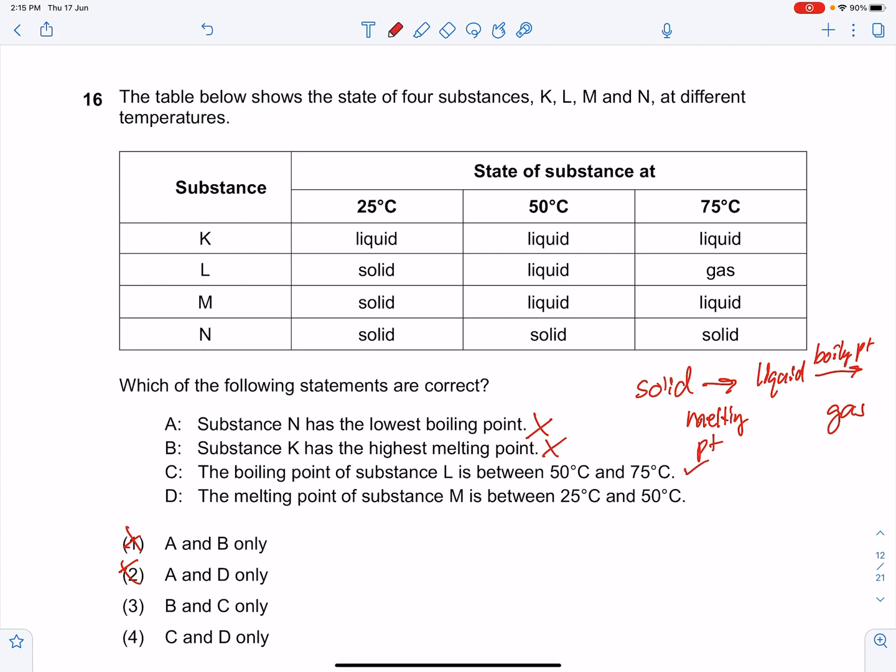This is correct. And the last point, the melting point of substance M is between 25 and 50 degrees. If you take a look at M, it is actually a liquid at 50 degrees, but it's still a solid at 25. So this tells me that the melting point must be higher than 25 degrees but lower than 50 degrees. So therefore, yes, it is actually between. So therefore, answer C and D, number 4.